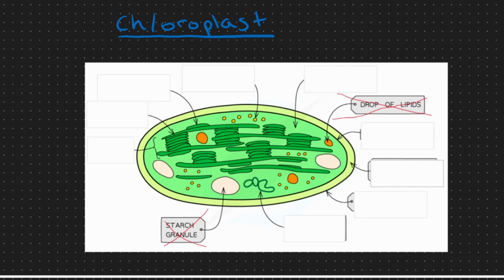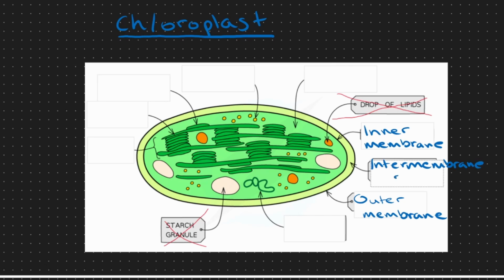So like mitochondria, chloroplasts have a double membrane. So here you have the outer membrane, the inner membrane, and the intermembrane space. The fluid interior is the stroma. It contains enzymes for the light-independent reactions, along with the DNA right here, and the ribosomes, which you can see here in orange.